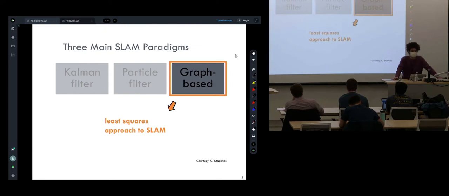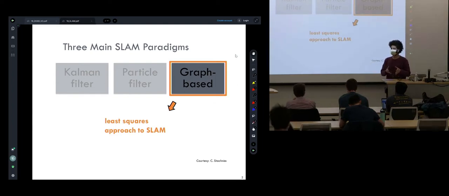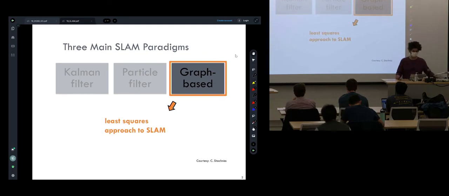And the filtering process is not very forgiving for such mistakes, because if you make a mistake, you inject outliers, and we never go back in time to correct past mistakes. We only linearize once, incorporate information, and move on. So in that sense, it's a framework that does not allow for dealing with outliers arising from data association.